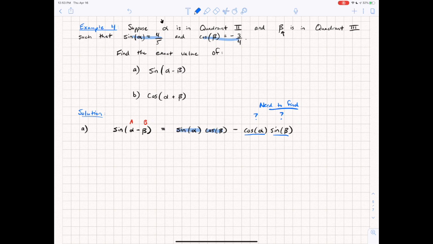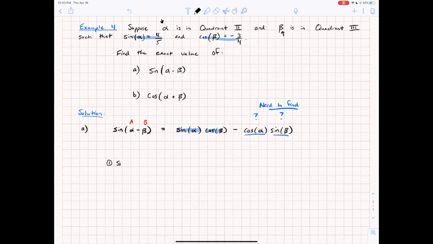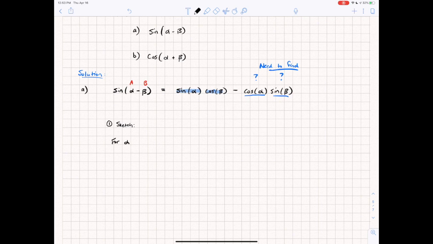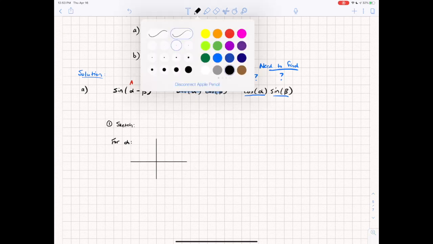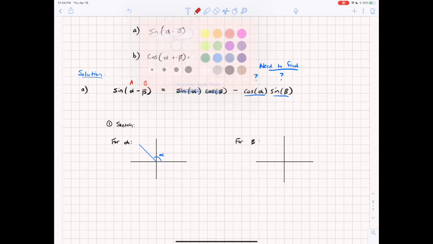I do not need to find the angle for alpha. I do not need to find the angle for beta. All I'm going to do is start by sketching the angles. Like, where would they essentially be? So for alpha, I know that this angle is in the second quadrant. So if I draw my quadrants, I'm going to use blue for alpha. I know that this would put me somewhere over here in the second quadrant. That would be alpha. For beta, I'm told that beta is in the third quadrant. I'll use red for beta. So I'm just going to draw an arbitrary line, and here is beta.